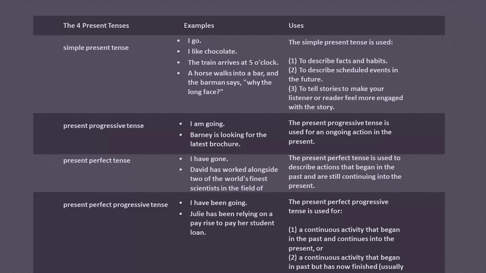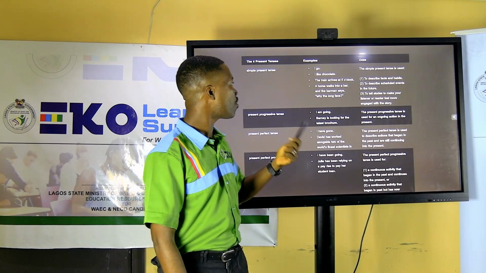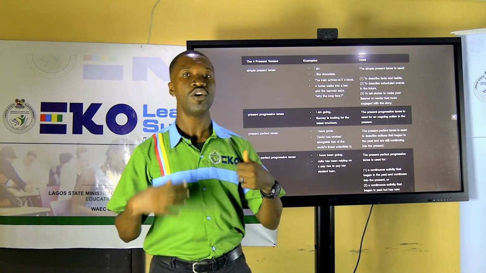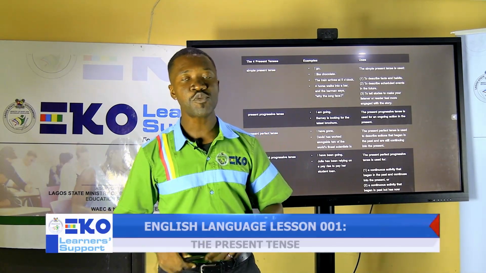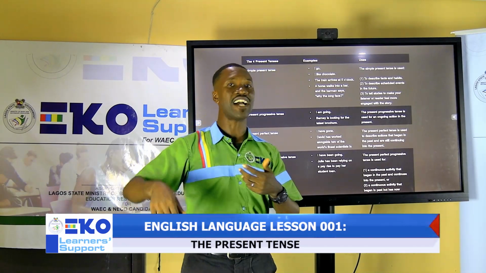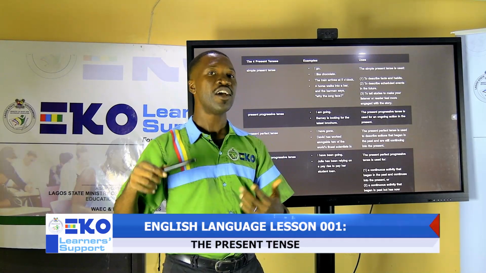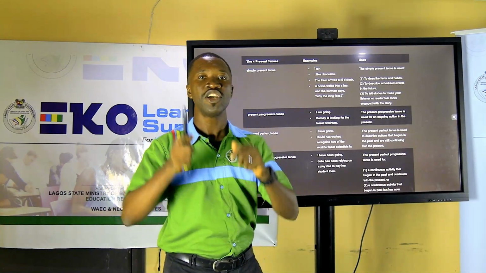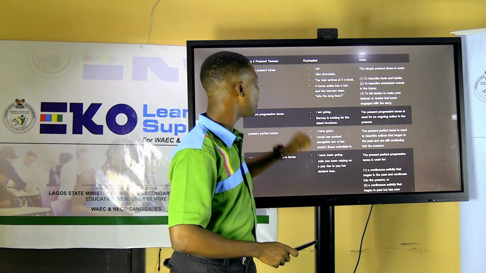We also use it to describe scheduled events in the future. There are events that you have scheduled to happen in the future. You can also use the simple present tense for it. We use it also to tell stories or to make your listeners or readers feel more engaged with your story. Many times we know that we always write our stories in the past because their actions have occurred. But there are times when, to engage your listeners or readers, you need to use the simple present tense.